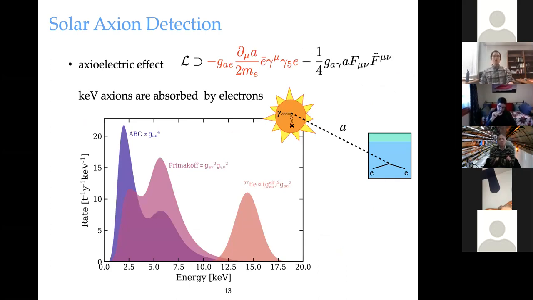After talking about the production, to get the signal rate we need to understand the detection. The detection is very simple. The axion travels from the sun to the earth to the detector and is absorbed by the electron, right? So it depends on only one parameter, just g_ae. Then you multiply the two things together, and you get the ABC effect proportional to g_ae to the fourth. And the Primakoff effect gives you g_aγ squared from the production and g_ae squared from the detection, etc. Very simple.